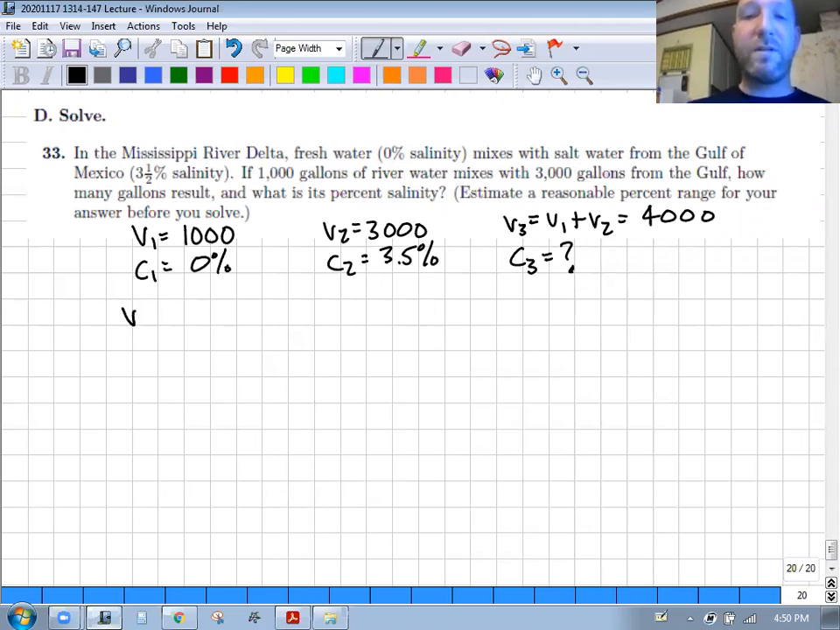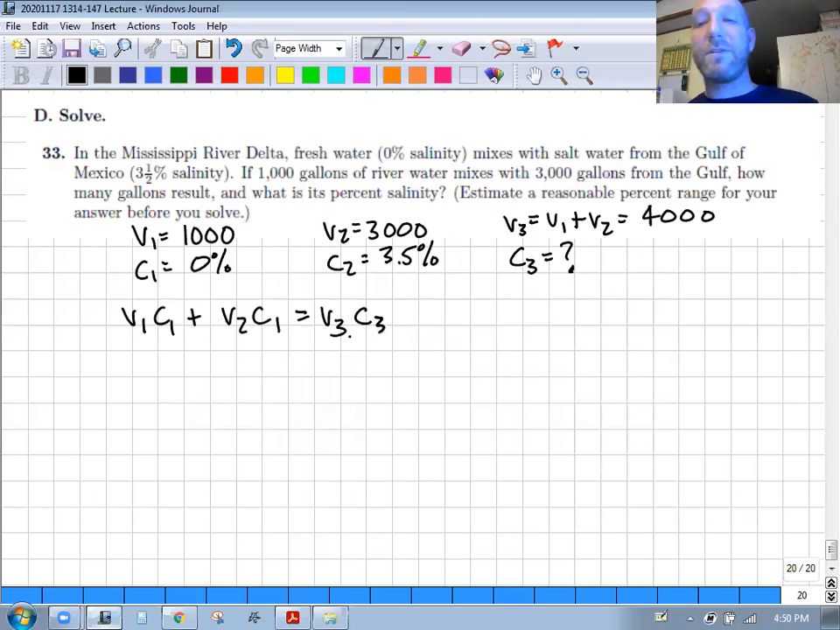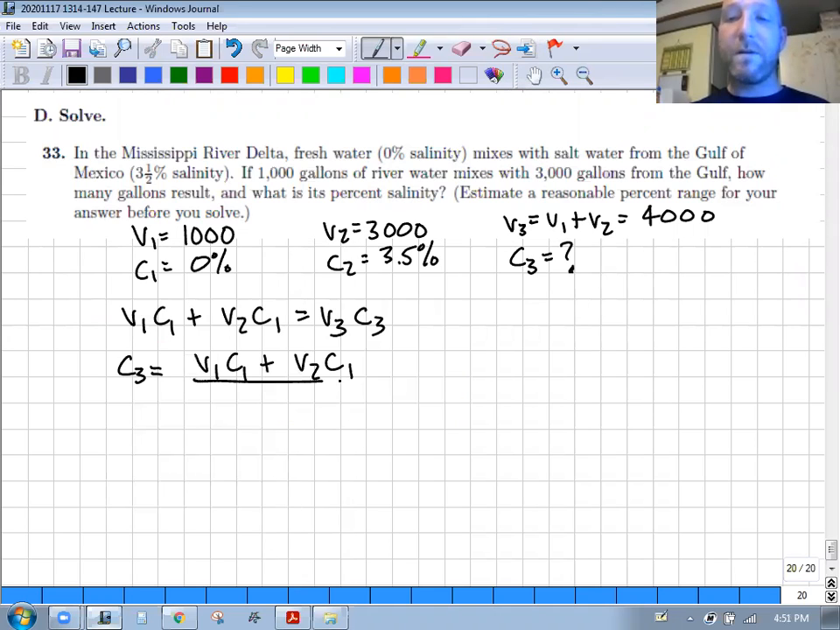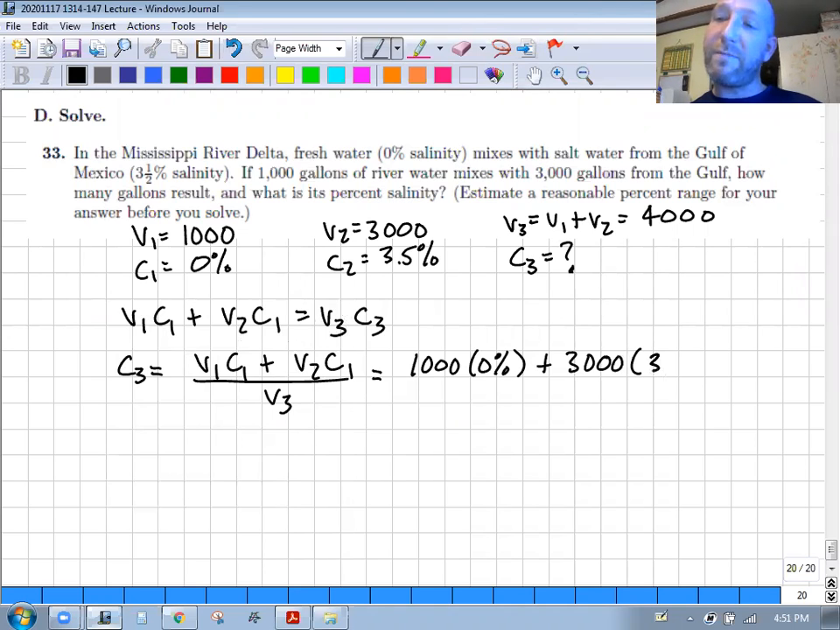Well, remember, V1, C1, some volume at its concentration plus another volume at its concentration gives you a new volume at the new concentration, right? And the new volume, V3, is just the sum of the other two volumes, right? So C3 here is all of this divided by this. I always try to work it out before I put the numbers in, solve for the variable, and then in the last step, plug the numbers in. V1 is 1,000 at 0%, and 3,000 at 3.5%, all divided by 4,000.